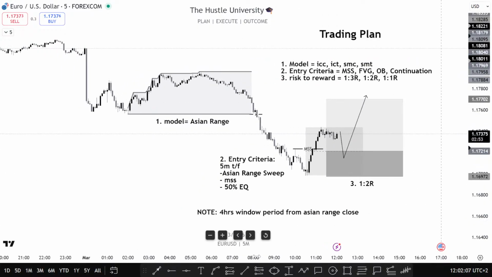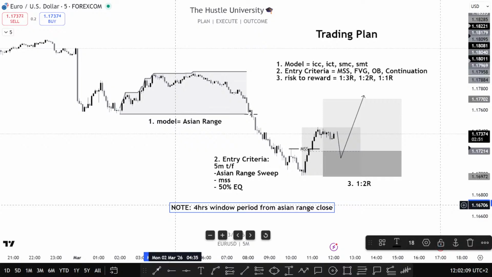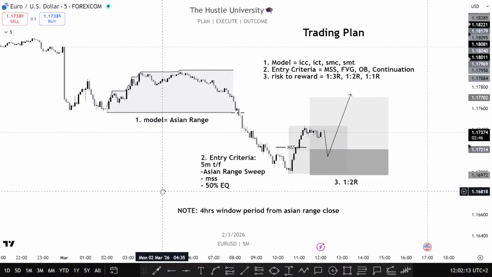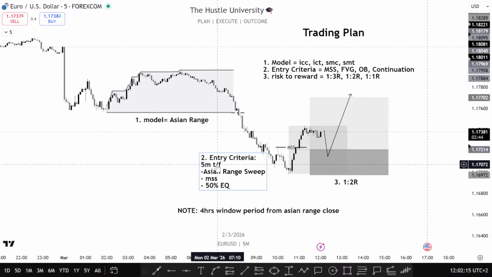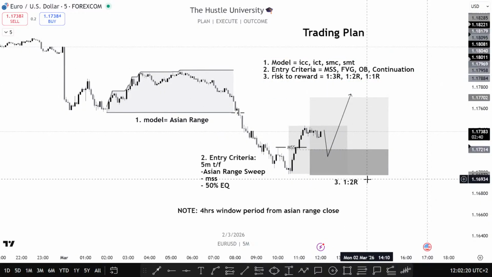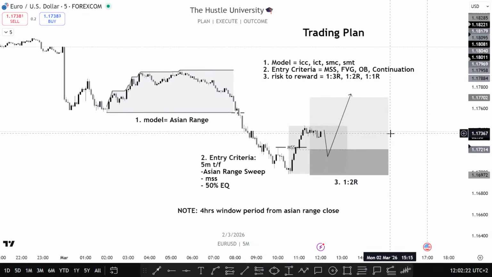So whatever you choose, guys, this is a very, very straightforward trading plan, the model, the entry criteria, the risk reward. Straightforward. But if you want to go for a higher risk reward than this, man, I highly suggest you don't. Honestly, that would just be greedy, and you not being reasonable with yourself.